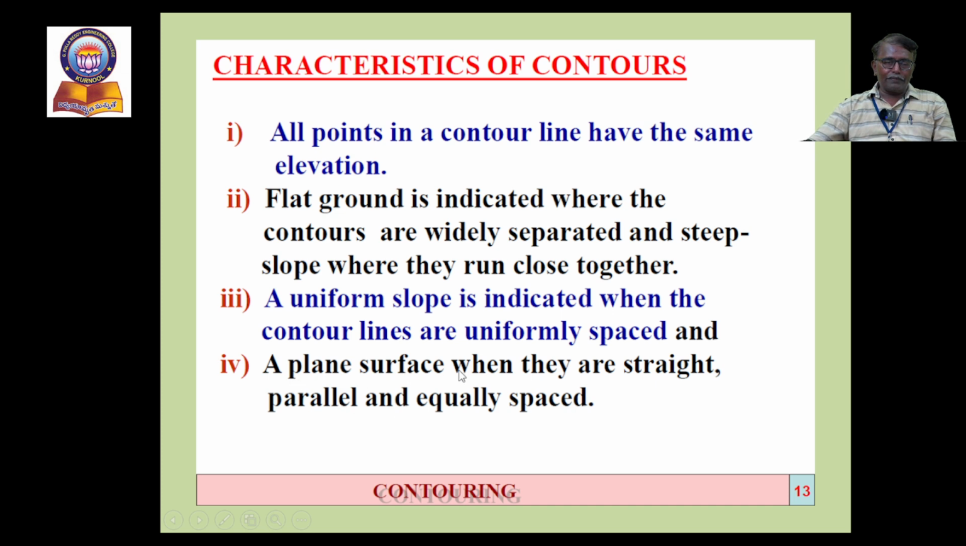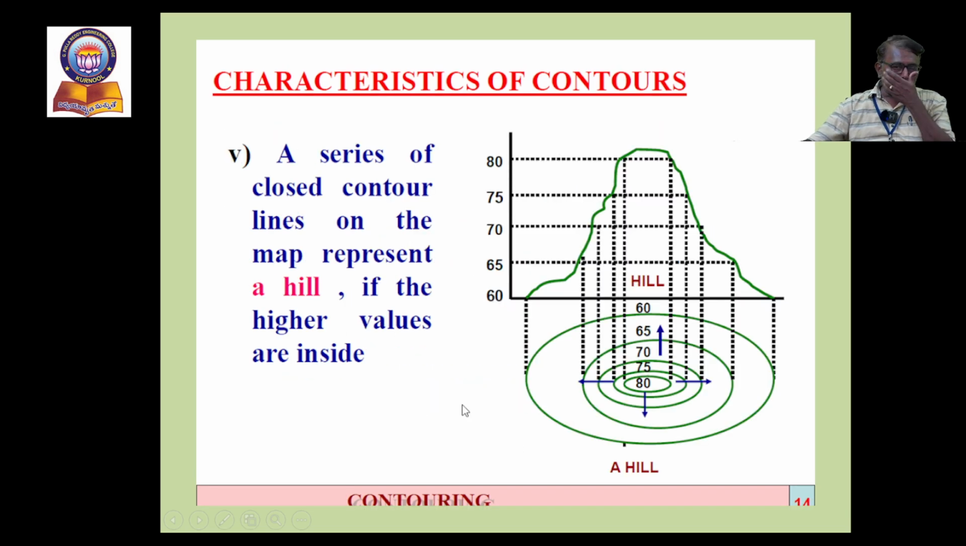A plane surface is indicated by straight, parallel and equally spaced contour lines. The next characteristic is a hill. How is a hill represented in the contour map? A series of closed contour lines on the map represents a hill.